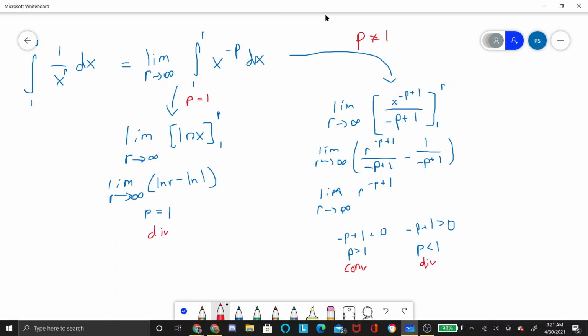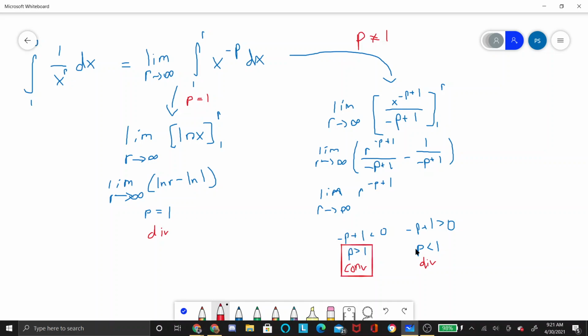And so combining all the things that we've done, when p is less than 0, it's divergent. When it's less than 1, it's divergent. When it's 1, it's divergent. So when p is less than 1, it's always divergent. Only when p is greater than 1 is it convergent. And so that's the rule that we care about now.